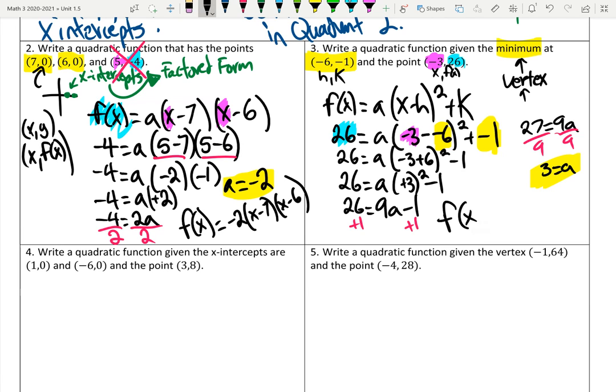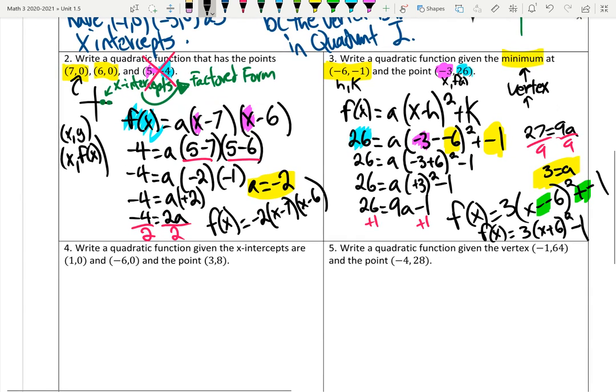To get that, rewrite the equation one more time with x minus negative 6 squared plus negative 1. When you rewrite it, take attention to grammar. You're turning this into your final answer. So I would instead say f of x equals 3 times x plus 6 squared minus 1. Whew. All right, 3 problems. Good luck, team.